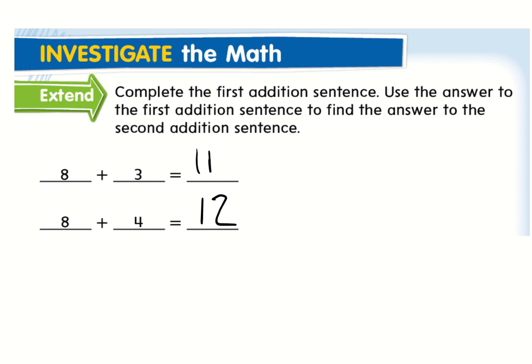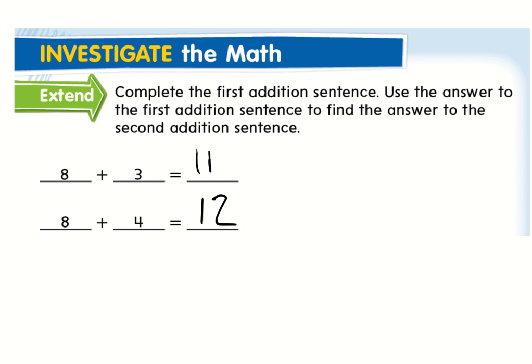Now one big thing for the count on method, boys and girls, you always want to start with the biggest number when you're counting on, because it's going to make things so much easier for you. You don't want to start with the number 4 or the number 3, because then you would be starting at 4 and have to count 1, 2, 3, 4, 5, 6, 7, 8 spaces, instead of starting with the number 8 and just counting 4 spaces.